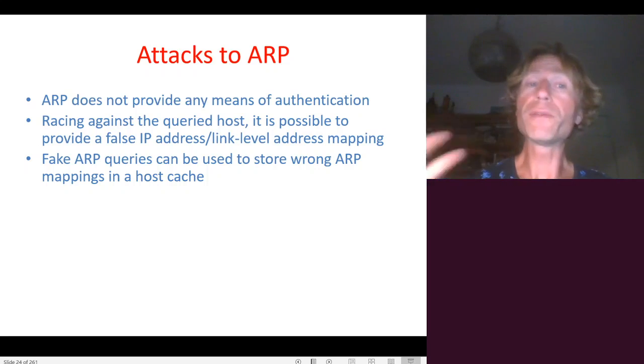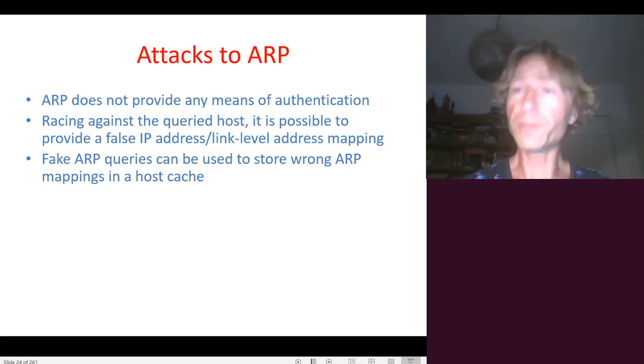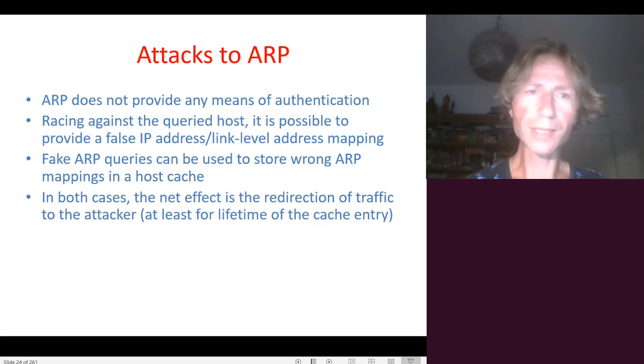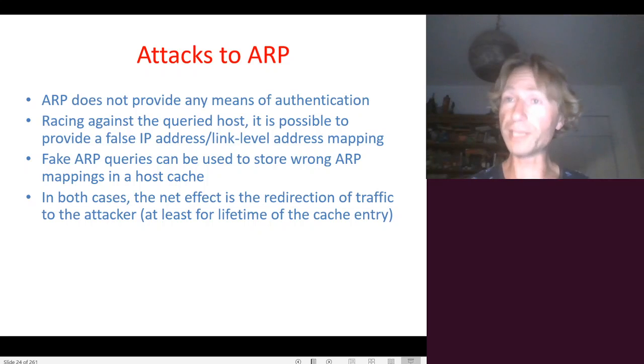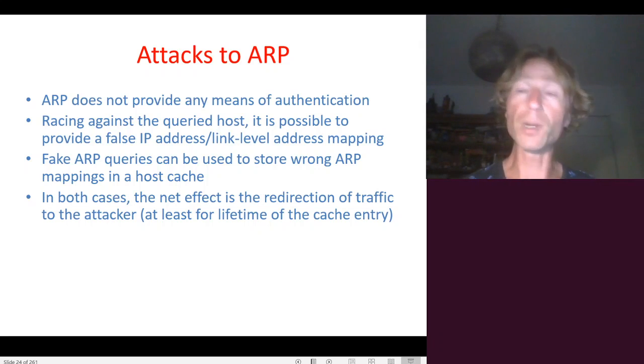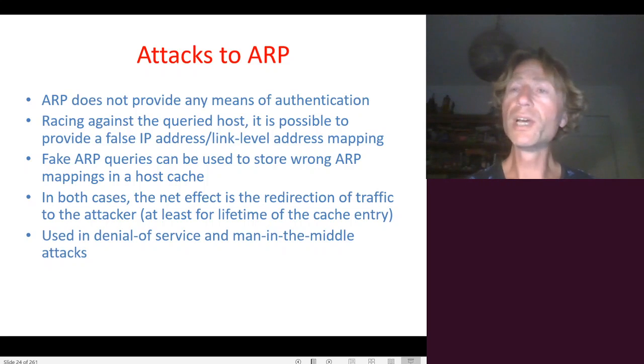You can also send fake ARP queries, right? If you can send fake ARP queries, you also poison the ARP cache of the receiving side. In both cases, the net effect is the same. You get redirection of traffic. So if the other side wants to send traffic to that IP address, it will actually send it to your MAC address, right? Rather than the legitimate MAC address. And you can use this for denial of service attacks and for man-in-the-middle attacks.